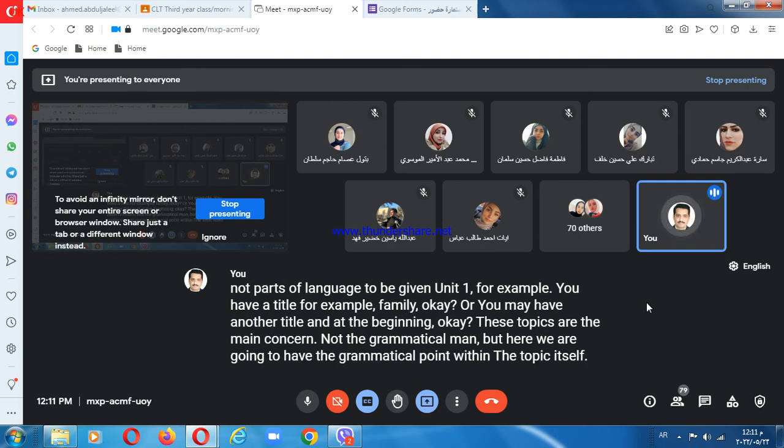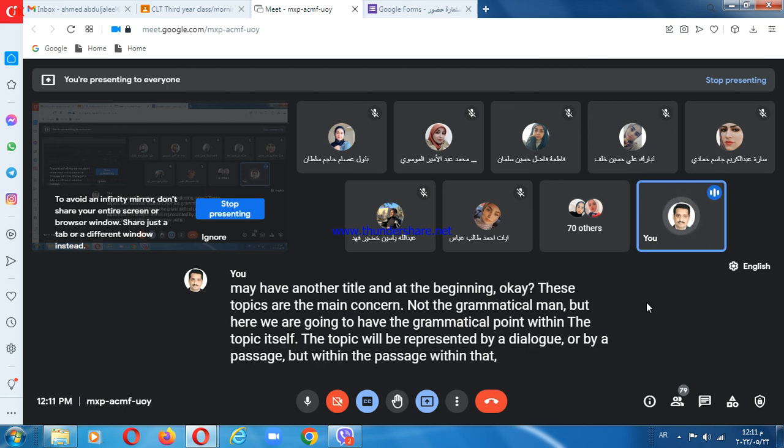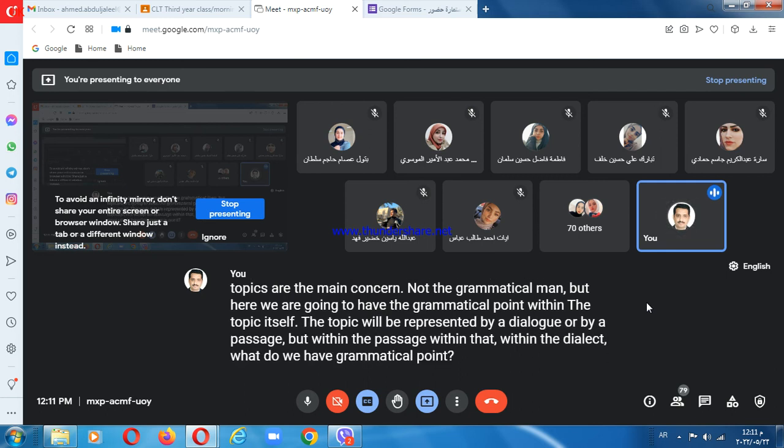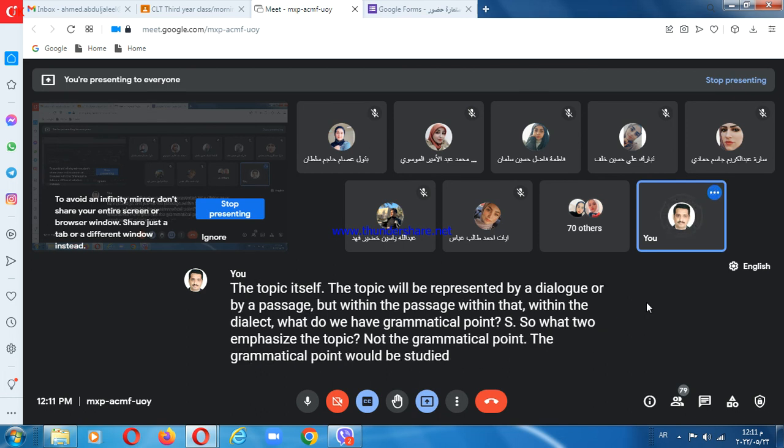The topic will be represented by a dialogue or by a passage. But within a passage, within a dialogue, what do we have? Grammatical points. So what to emphasize? The topic, not the grammatical point. The grammatical point will be studied within the activity. Is that okay? Yes, Doctor.